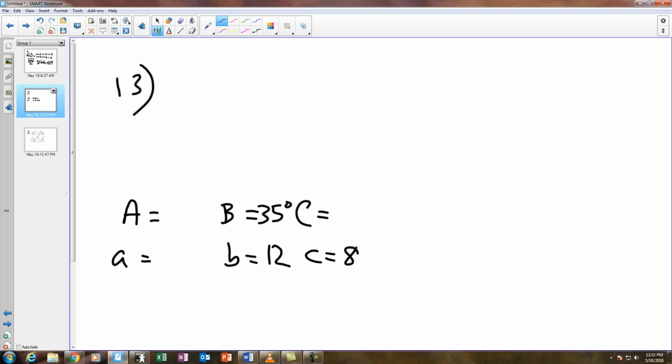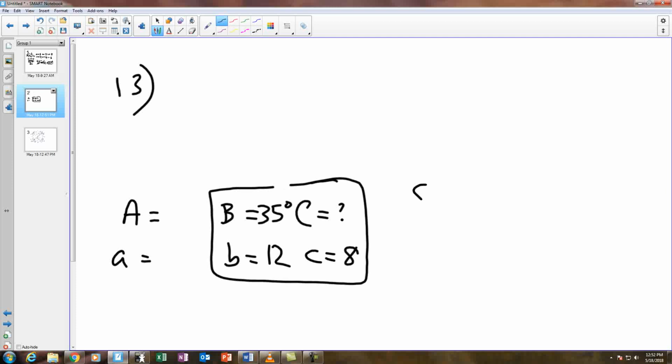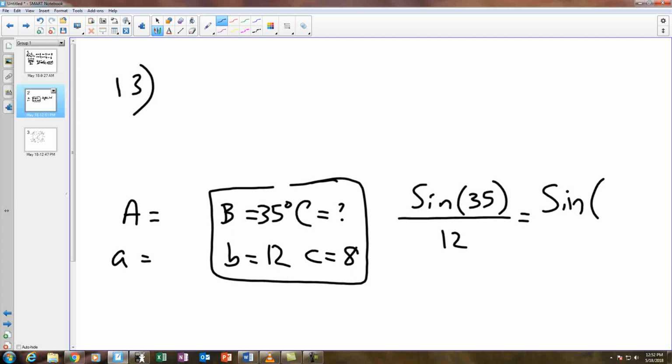Which means I'm going to have to find big C first, because I have all of this information and I'm only missing the C. The law of sines says that the sine of an angle, let's say B, 35, divided by its opposite side, 12, will equal the sine of another angle from that same triangle, we'll call it C, divided by that angle's opposite side, 8. To solve for C, I first need to get rid of this 8, so I'm going to times by 8.